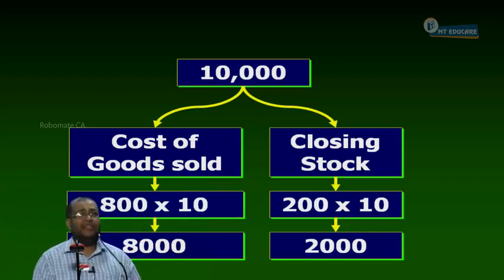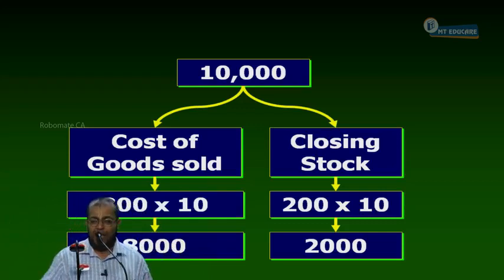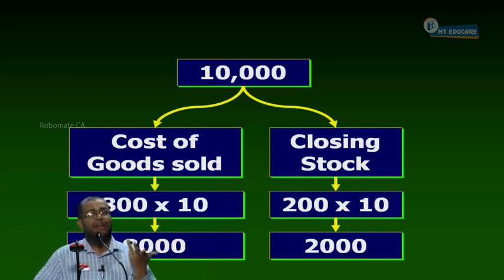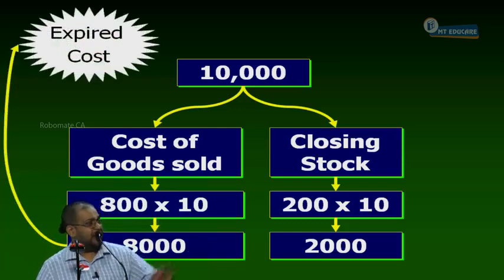Yes or not? And this 8,000 is expiring in the same year. Hence, this 8,000 dies this year and does not live one more year. Somebody died. What do you say? He has expired. So this cost is called what cost? Expired cost. Yes or no?